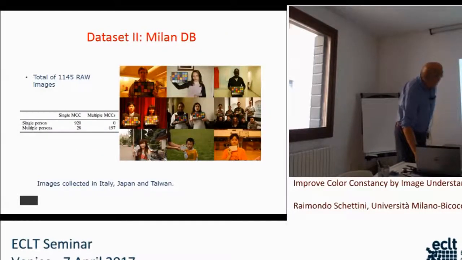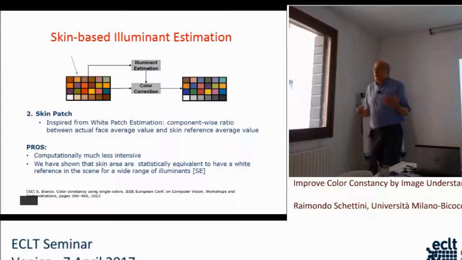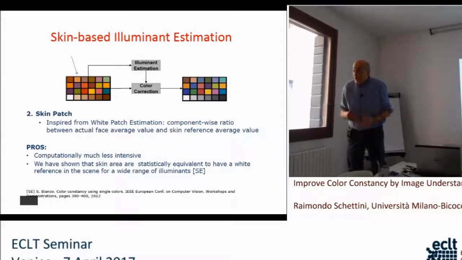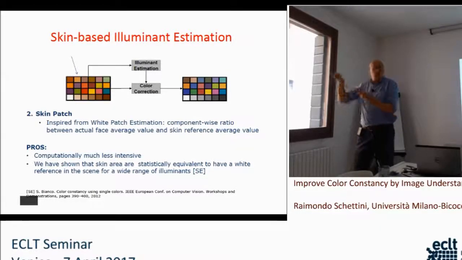So we now have a much more efficient algorithm, because we take the skin on the face, take an average, and the ratio between the average of your skin and the reference skin gives us the information for making the transformation. Very fast.